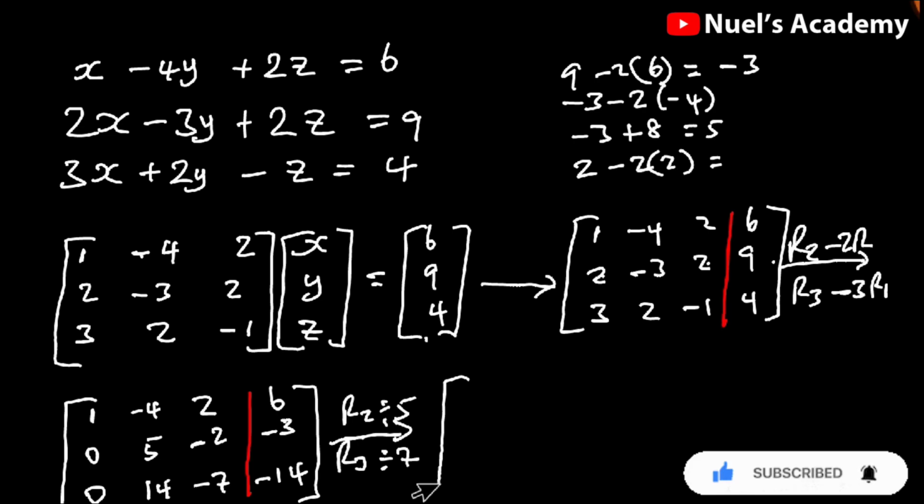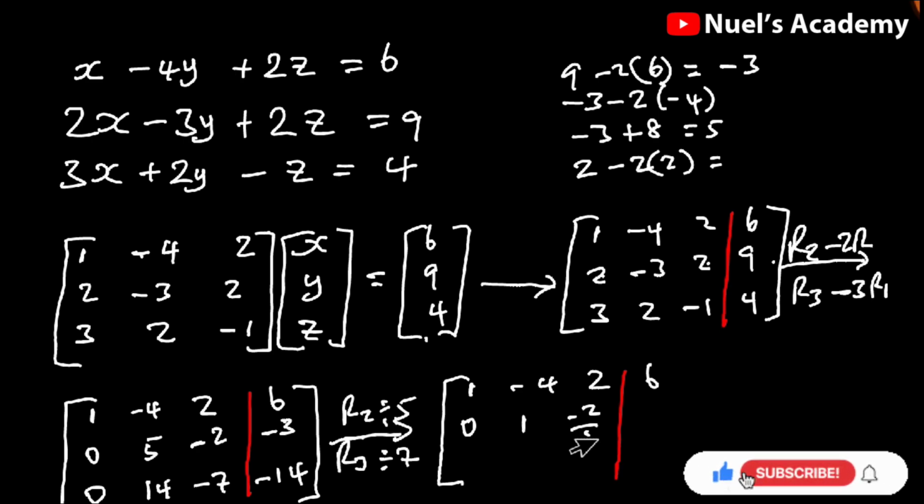So we now form the next matrix, which is 1, negative 4, and 2, and 6. Then here we have 0, 0 divided by 5 is 0, 5 divided by 5 is 1, then we have negative 2 over 5, then we have negative 3 over 5. And 0 divided by 7 is 0, 14 divided by 7 is 2, minus 7 divided by 7 is minus 1, minus 14 divided by 7 is minus 2.